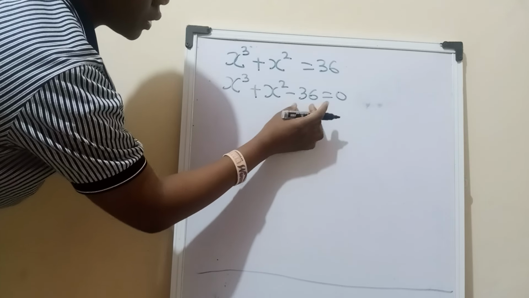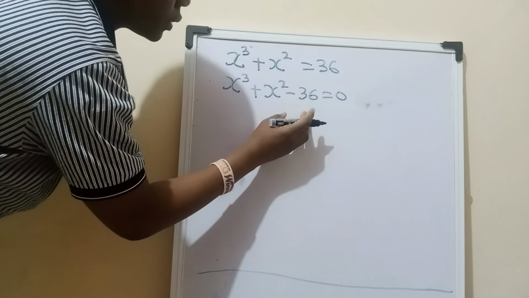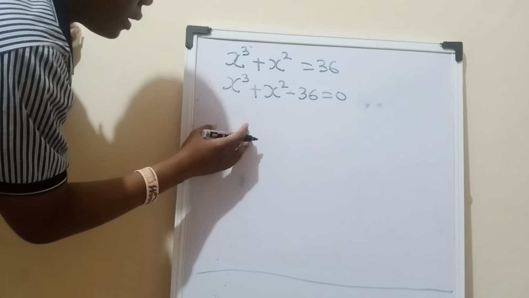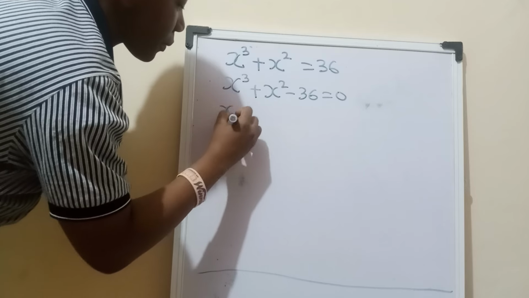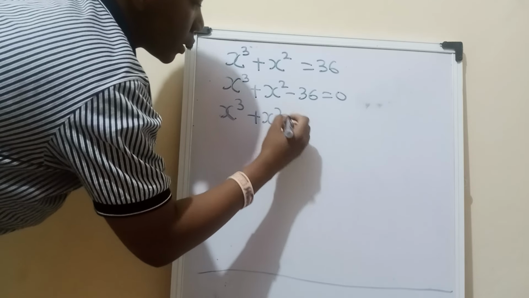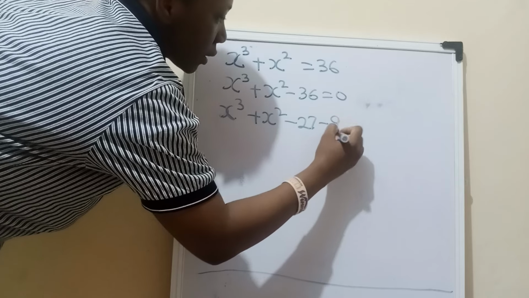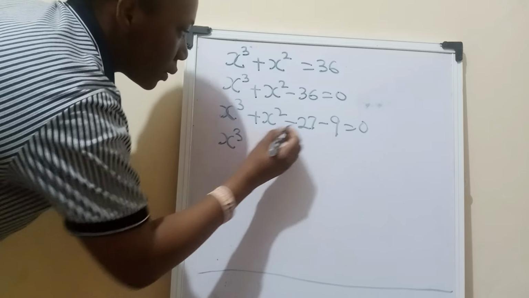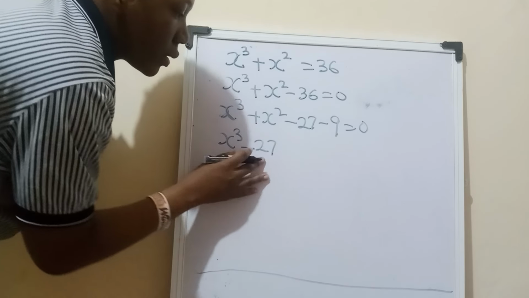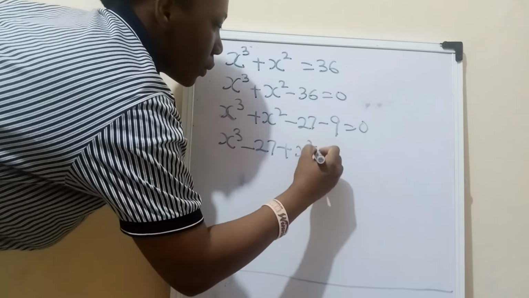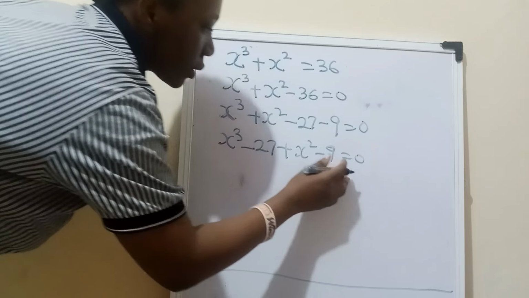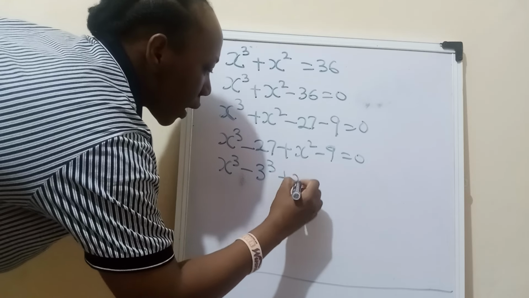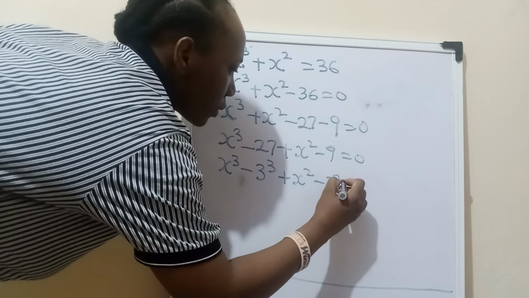So the next thing we do is look for two numbers. One has to be a cube and the other a square, all right, to fit into this variable. So we have x cubed plus x squared minus 27 minus 9 equals 0, right? So x cubed, this comes here, but this is a cube as well. x squared, this comes here because it's a square. This is x cubed minus 3 cubed plus x squared minus 3 squared equals 0.